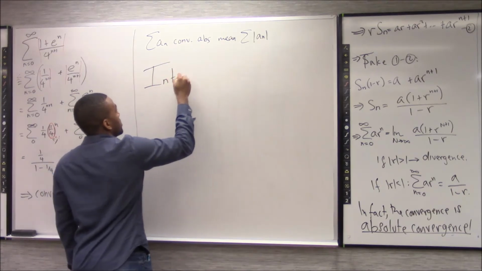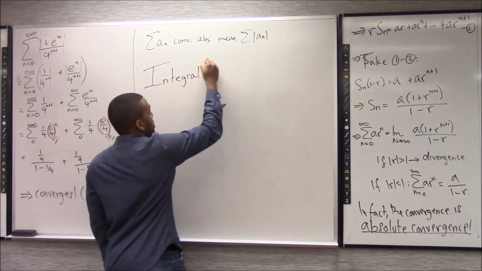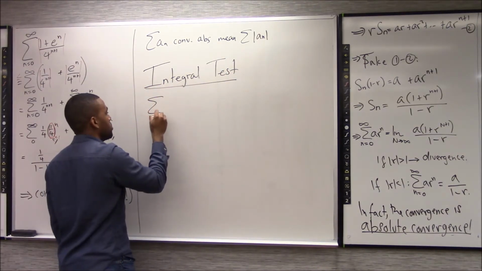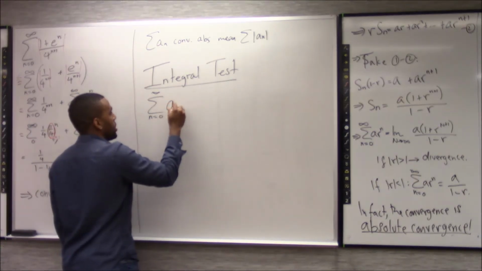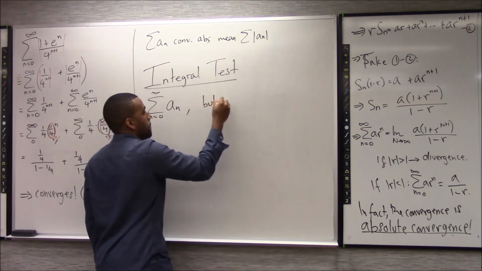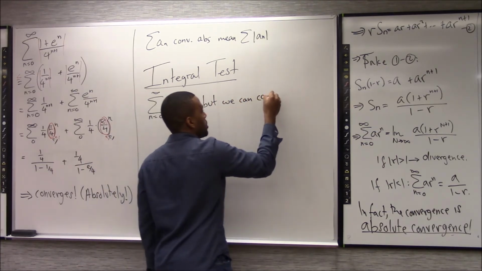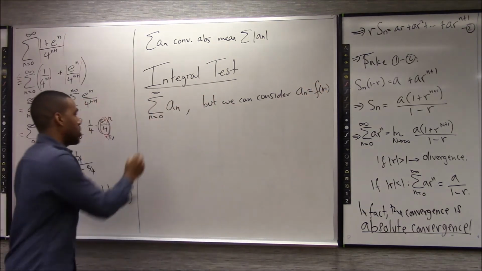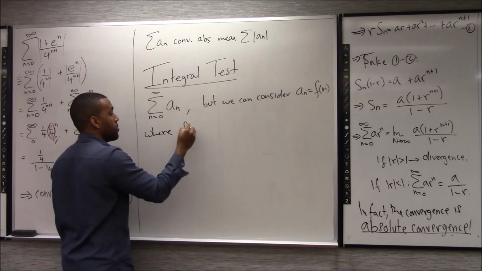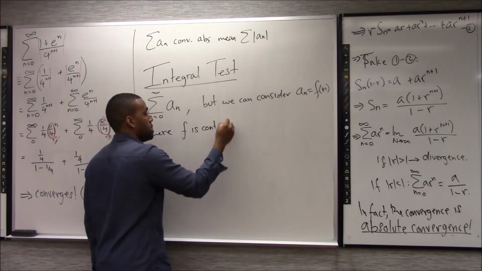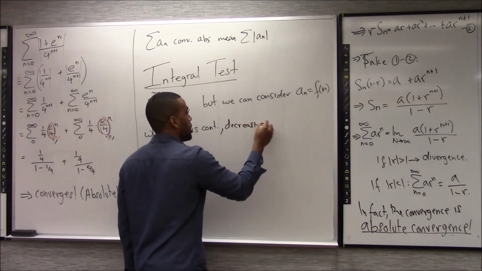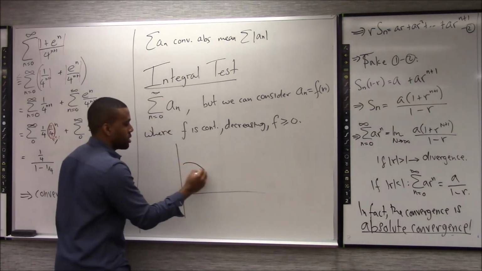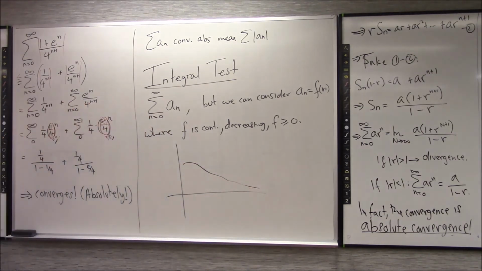This is the integral test. This really shows up in 11.3, I think. So let's say you have this series, it almost doesn't matter where it starts from, of a_n. But we can consider a_n as some function of n, where f is continuous, decreasing, and positive everywhere. Which means your function might not look like this, but it has to have something like this, right? It has to be going down as you move from left to right.